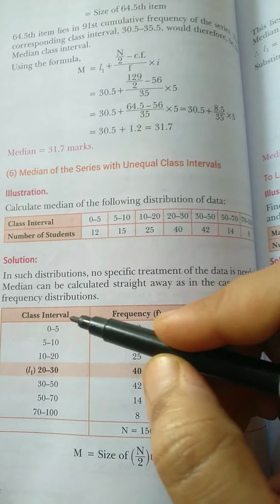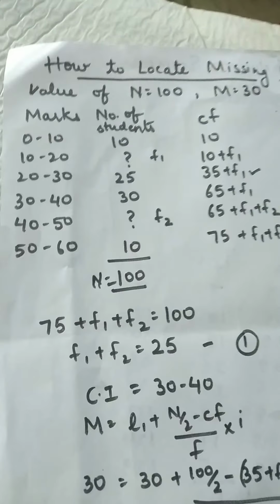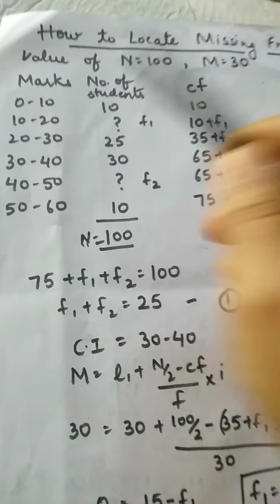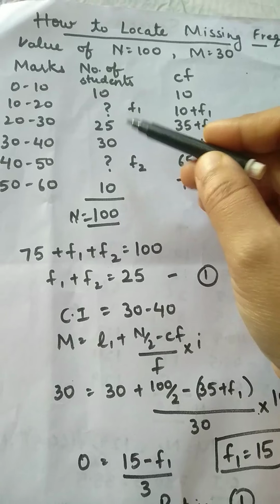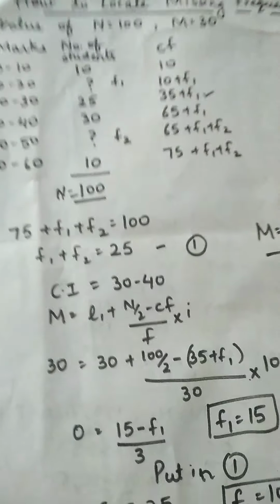We are going to start with the next concept, that is how to locate the missing frequency. For this, I am taking an illustration in which we are given the value of N, that is total frequency, as 100 and the value of median as 30. We are given the marks and the number of students, that is frequency. We have two missing frequencies, which I have named F1 and F2.